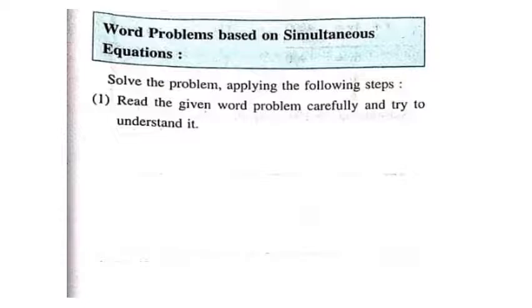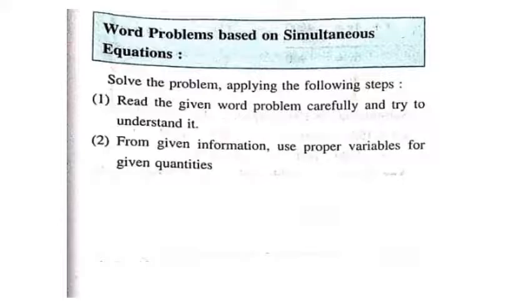The next step, the second step, from the given information, use proper variables for given quantities. So definitely it is a linear equation in 2 variables. So you need to prefer 2 variables for the respective given quantities. So you'll have to choose a proper variable. If say it is x, the second variable has to be y.